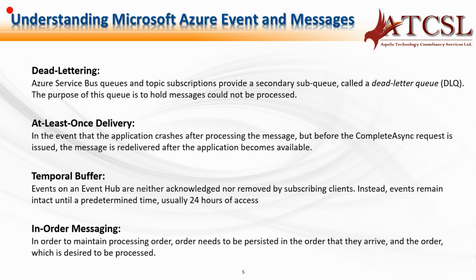The third one is temporal buffers. Event hubs are temporal in nature, and contrary to the traditional message broker systems, events on an event hub are neither acknowledged nor removed by the subscription clients. Instead, these events remain intact until a predetermined time. Usually the time period is around 24 hours. Event hubs are facilitators of big data, in that their primary purpose is to move large volumes of data from one point to the other. For example, logging and auditing systems that consist of widely distributed and diverse data structures that need to be centralized and parsed.